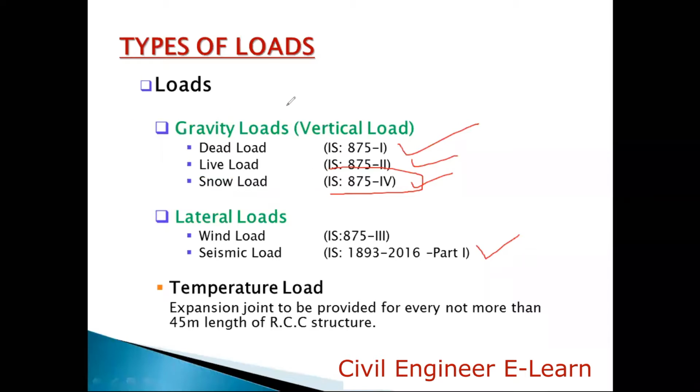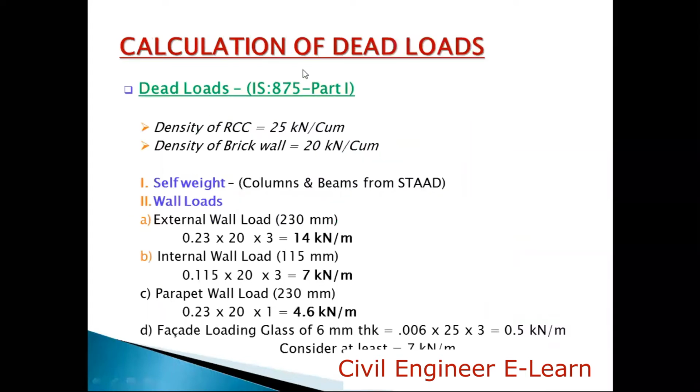In our case, we have dead loads and live loads, and no other loads except earthquake load. These are all the common loads that we can expect acting on this structure. Before considering the intensities, the first thing is the calculation of dead loads. We must know the density of RCC, 25 kN per cubic meter, and the density of brick wall, which is 20 kN per cubic meter. The density of glass is not mentioned here, however it is 25 kN per cubic meter, very close to the density of RCC.